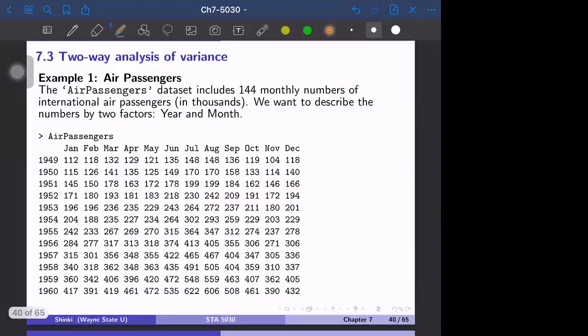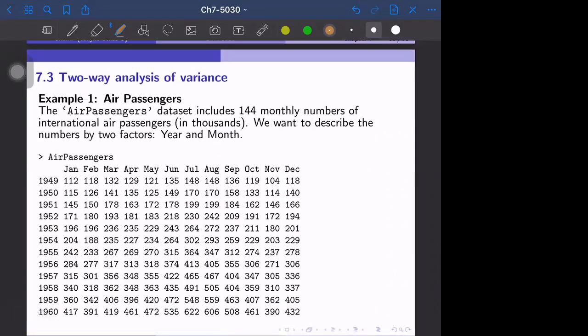Hi, now we have an example for two-way ANOVA. So, example: the air passengers. This is from the R default dataset. The air passengers dataset includes 144 monthly numbers of international air passengers in thousands. This is old data, and actually this data is interpreted as just the 144 consecutive observations for 144 months.